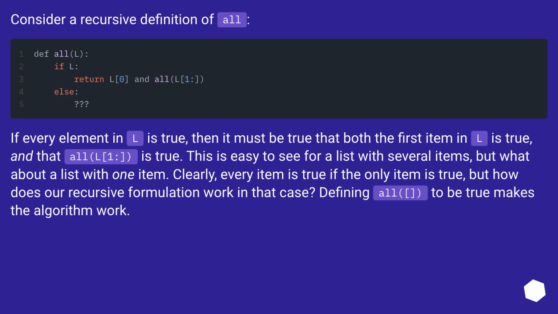Consider a recursive definition of all. If every element in L is true, then it must be true that both the first item in L is true, and that all L[1:] is true. This is easy to see for a list with several items, but what about a list with one item? Clearly, every item is true if the only item is true, but how does our recursive formulation work in that case? Defining all to be true makes the algorithm work.